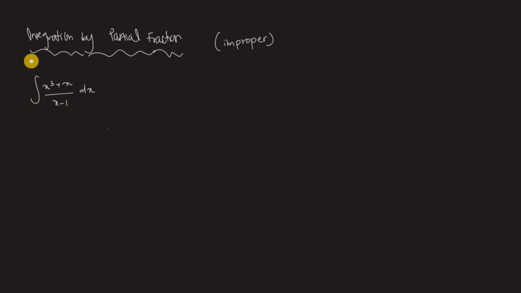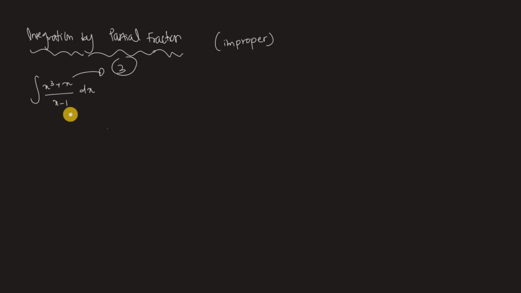So how do I know, first of all, that this is an improper fraction? To determine that, there's a rule which says if the degree of the numerator is greater than or equal to the degree of the denominator, that means it's an improper fraction. Okay, so let's see if that's the case over here. The degree means simply the highest exponent. So the highest exponent in here is 3.